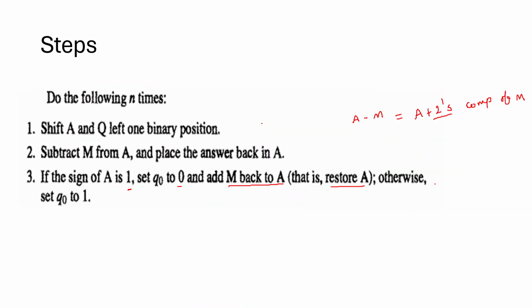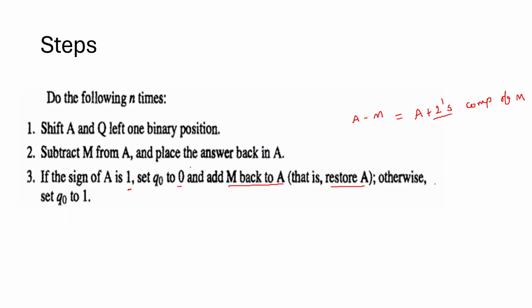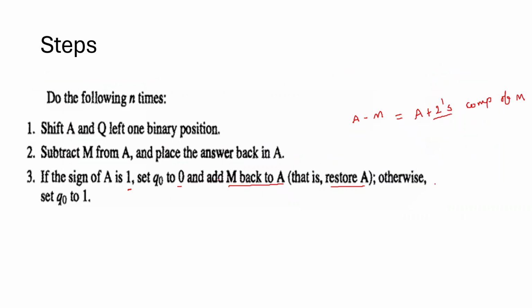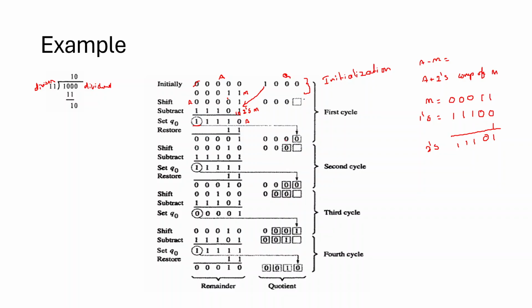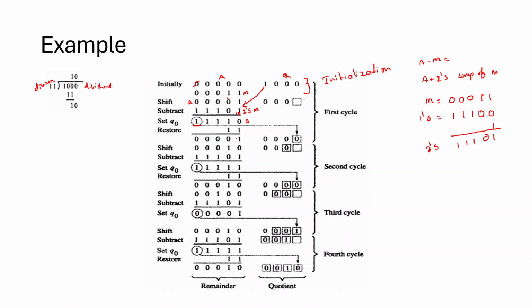Now, what do you need to do? See the third step. The sign bit of A is 1. You need to check the sign bit; the MSB bit is always the sign bit. If it is 1, you need to set Q0. After shifting, Q0 became empty, right? If it is 1, you need to set the Q0 bit as 0. So I have set it as 0. Then what do I need to do? Then add M back to A, that is restore. The original M value is 0, 0, 0, 1, 1.